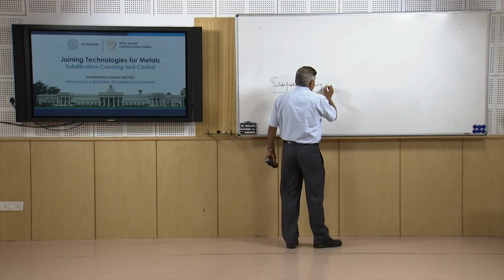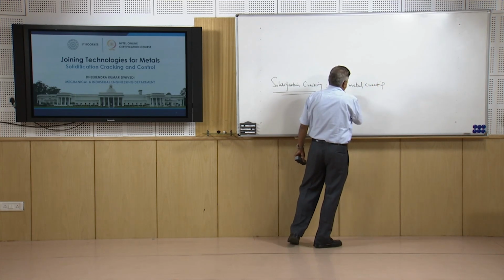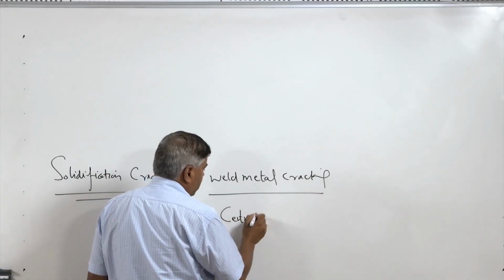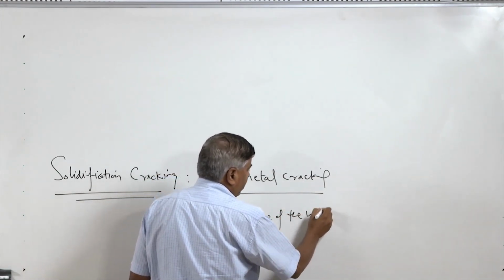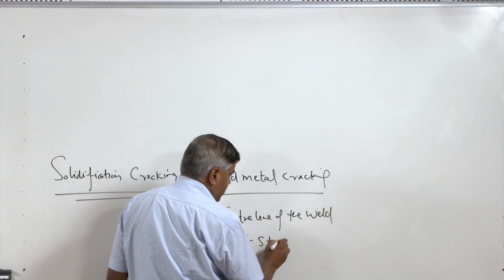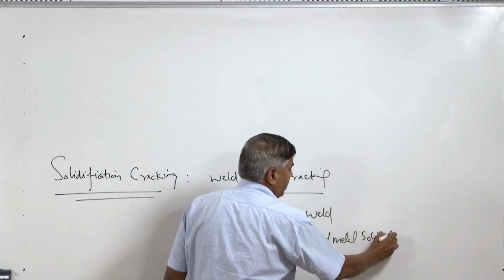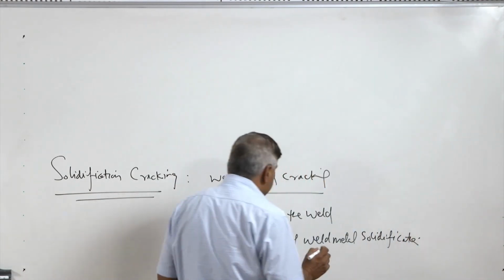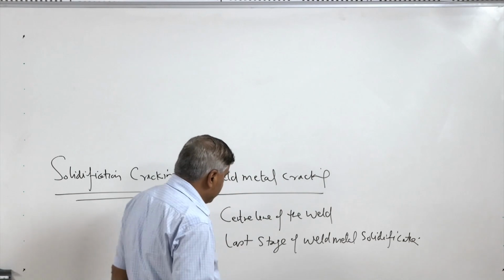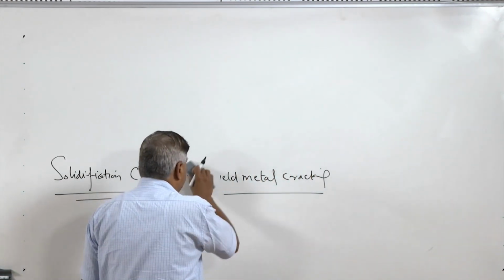So, solidification cracking is basically weld metal cracking, and invariably it occurs at the center line of the weld. It occurs at the last stage of the weld metal solidification. So, we will try to understand these common things: it occurs at the center line of the weld, in the weld metal, and invariably at the last stage of the solidification of the weld metal.